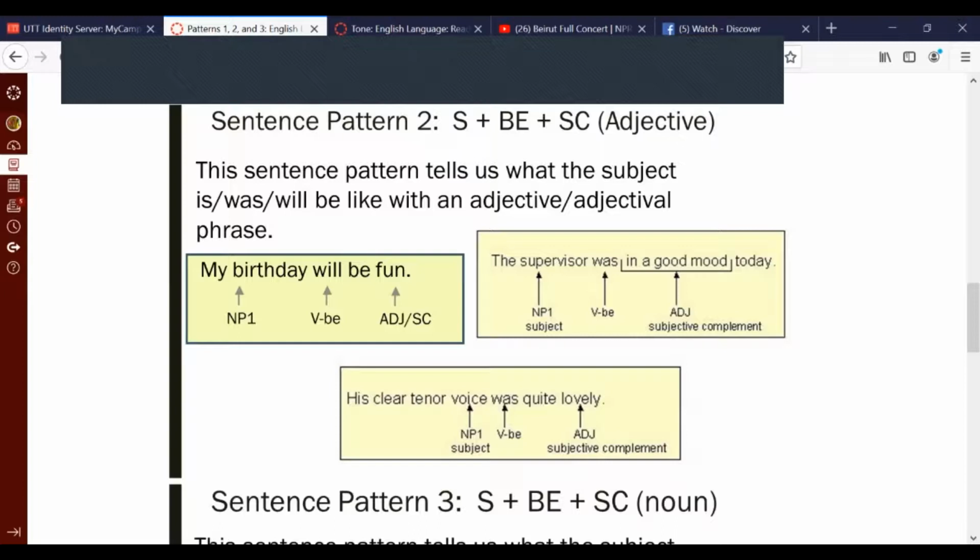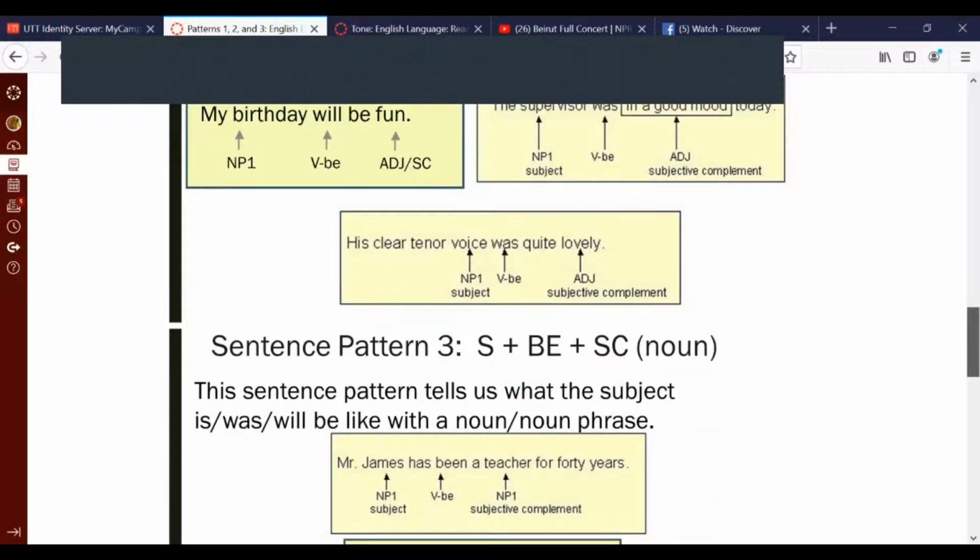So again, you see here, when we talk about the subject complement, the subject complement describes the subject. So the verb, again, acts as an equal sign. My birthday will be fun. So it is equating birthday and fun. The supervisor was in a good mood today. It's equating supervisor with mood. His clear tenor voice was quite lovely. So again, equating voice and lovely.